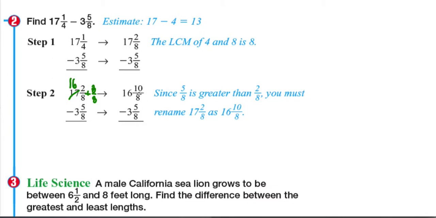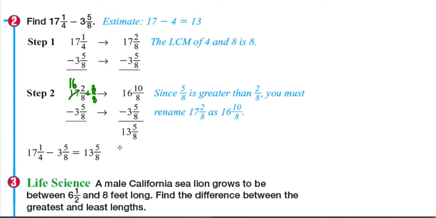So we simply subtract 10 minus 5, which will give you 5. And 16 minus 3 will give you 3. So you end up with 13 and 5/8. Sorry, 16 minus 3 is not 3 but 13. So the difference, where is it? There it is. 17 and 1/4 minus 3 and 5/8 is equal to 13 and 5/8.